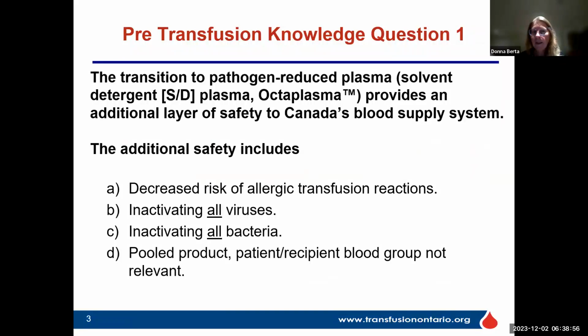We're going to begin by looking at 3 questions about SD plasma. The transition to pathogen-reduced or solvent detergent SD plasma, Octaplasma, provides an additional layer of safety to Canada's blood supply. This additional safety includes A, decreased risk of allergic transfusion reactions, B, inactivating all viruses, C, inactivating all bacteria, or D, this is a pooled product and patient or recipient blood group is not relevant. I'll give you a moment to consider those choices.